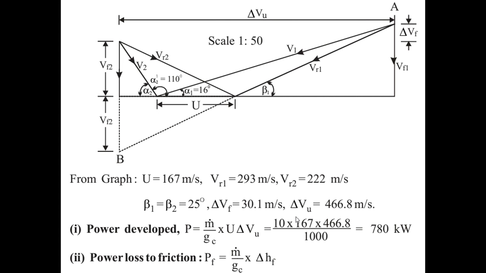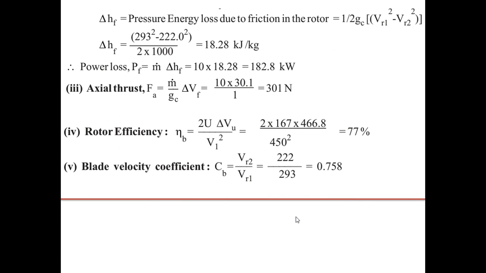Then power loss due to friction, if you want to find out. Power loss means the loss in the enthalpy or loss in the energy or loss in the pressure energy. If you want to find out, I can write delta hf into mass flow rate. But here in the problem given, enthalpy change is not mentioned. So in place of enthalpy change, we are writing the pressure energy loss due to friction in terms of relative velocities. This we have seen in the alternate form of Euler's turbine equation, in that the relative velocity difference, Vr1 square minus Vr2 square by 2.